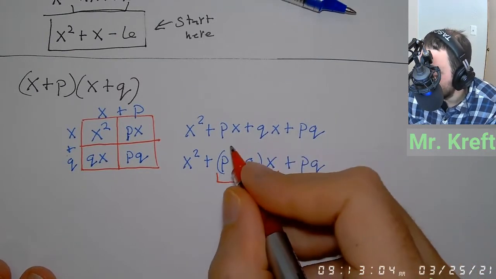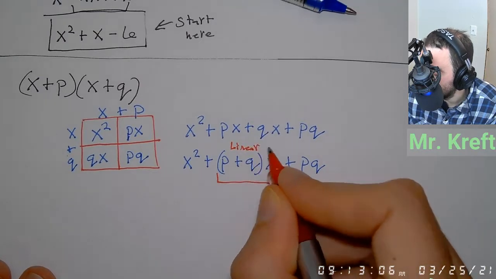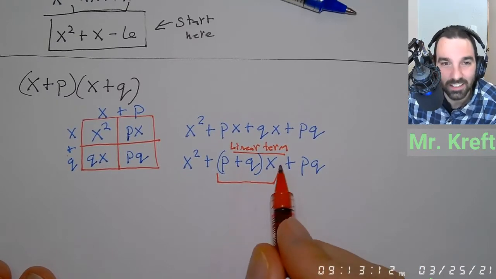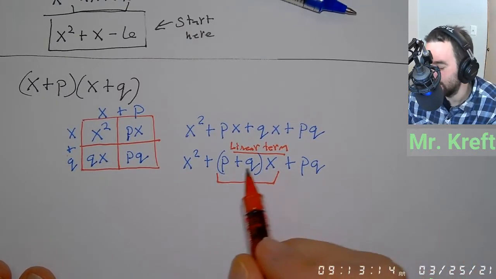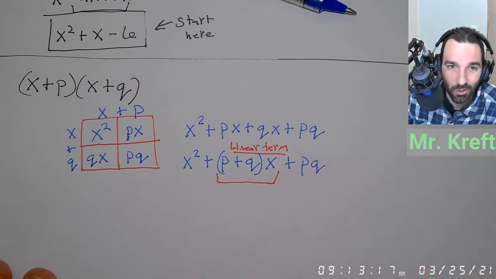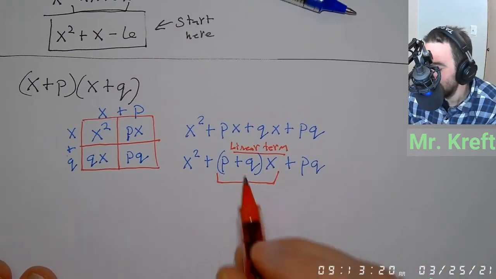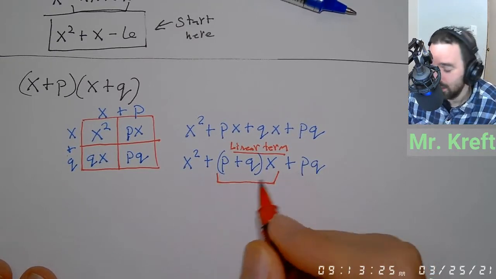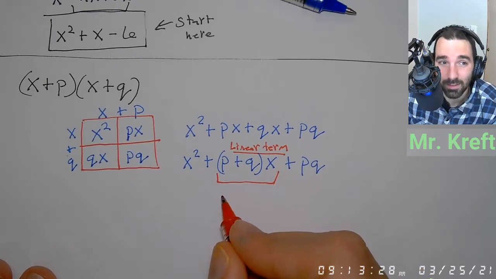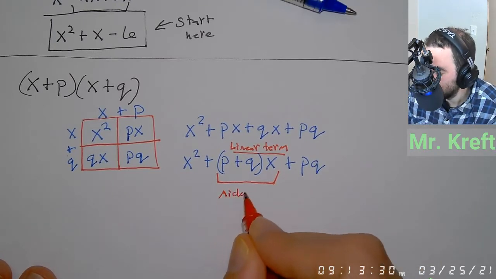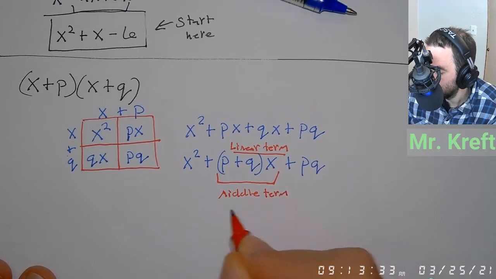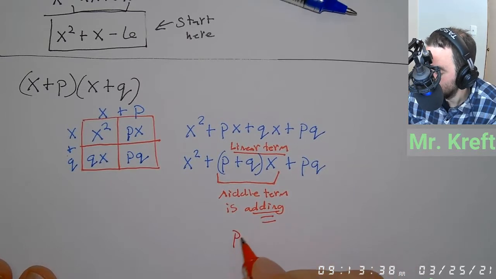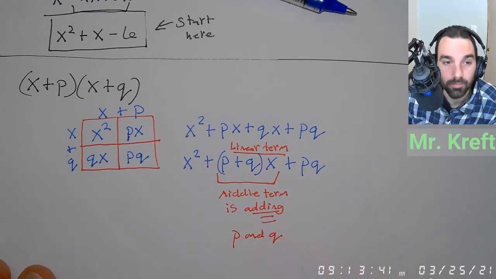Now, if you're being really fancy, this is called the linear term. You guys don't need to know that. But if you want to be fancy and show off your math skills, it's called the linear term, as in a line, linear, because it's like your slope times x. You don't need to know that, though. I'm just throwing that out there, okay? So this is called your linear term. But your middle, we can just call it the middle term. See how it's in the middle? The middle term is adding p and q.